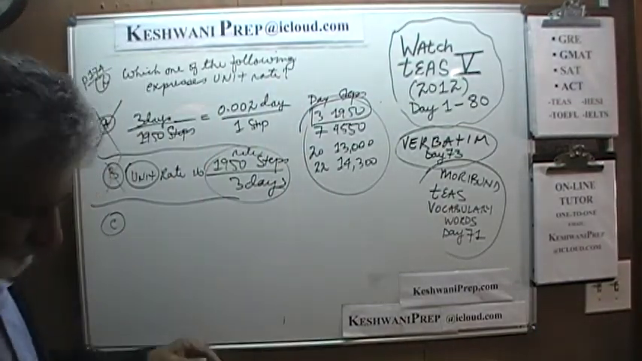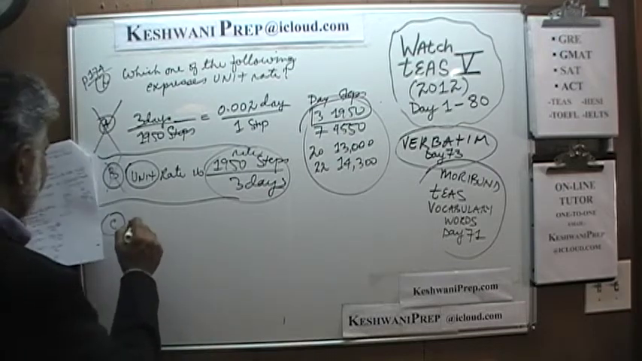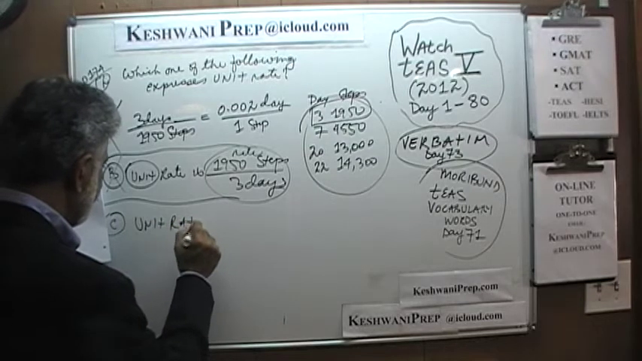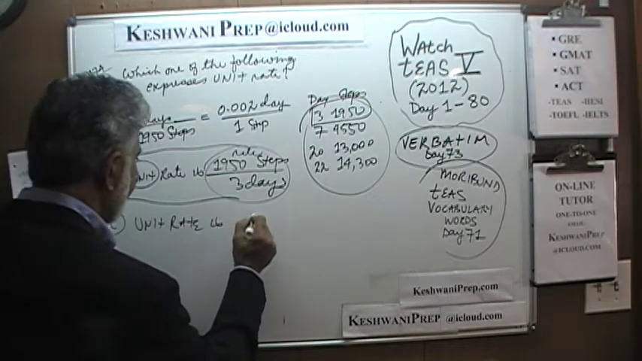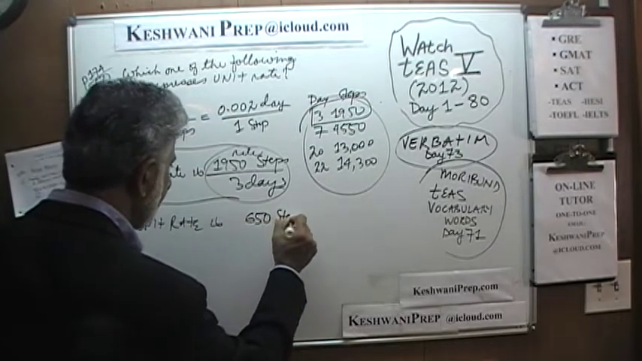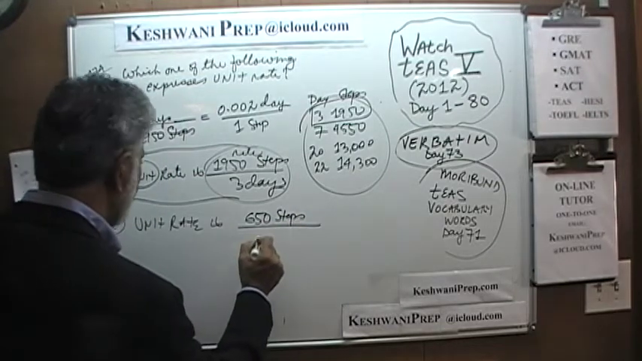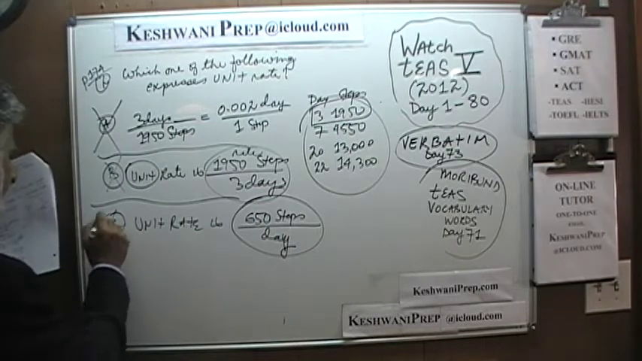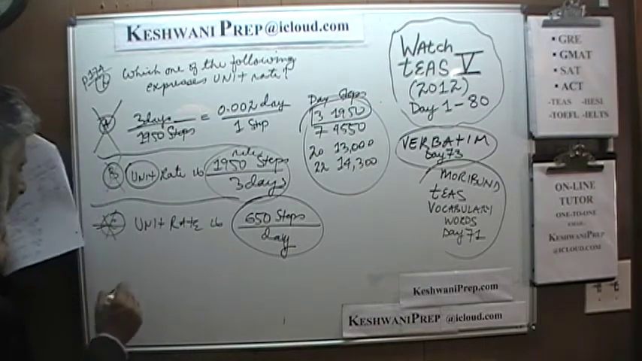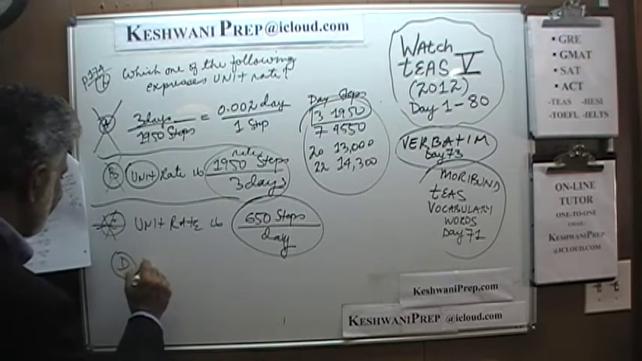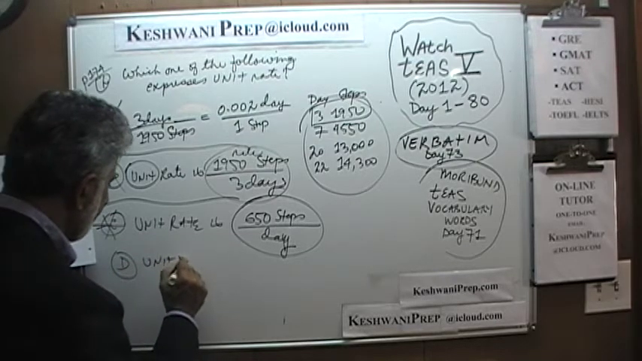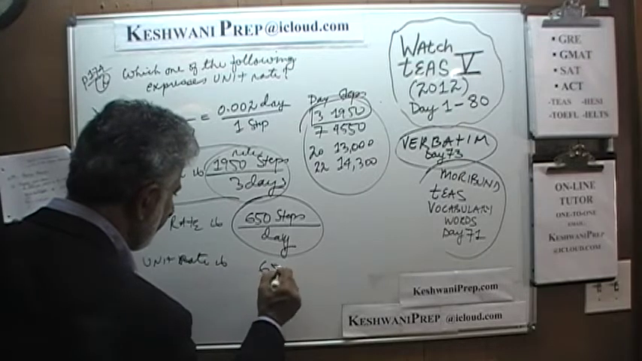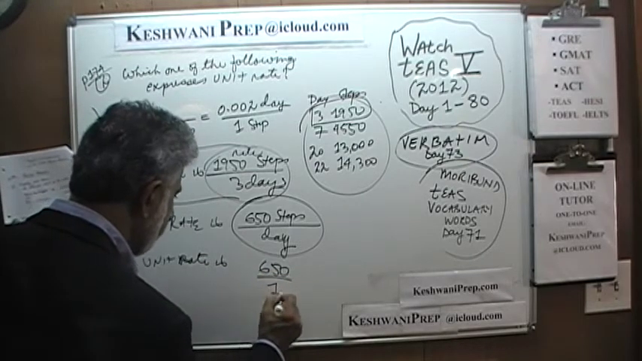Let's look at the second one. Second one says the unit rate is 650 steps per 1 day. There you go. That's our answer choice. What's wrong with D? D simply says that the unit rate is 650 over 1.